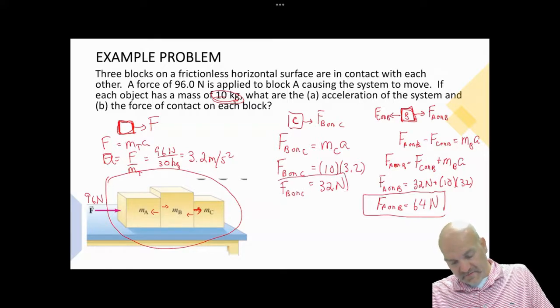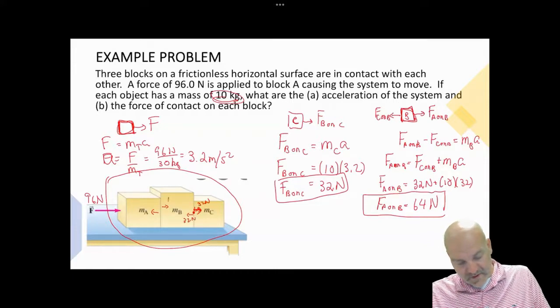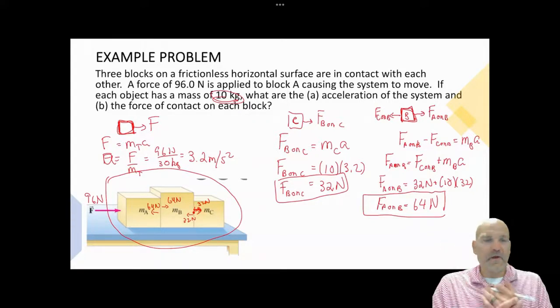Right? So there are my forces at the points of contact: 32 newtons, pushed back at 32 newtons, and 64 newtons, pushed back at 64 newtons. Okay, so that's it for connected objects. In the next videos, we're going to look at inclined planes.